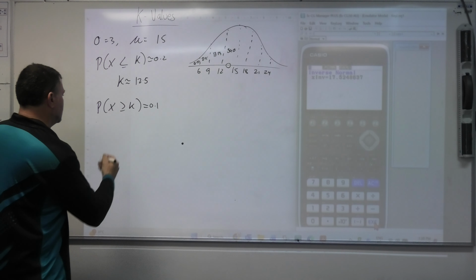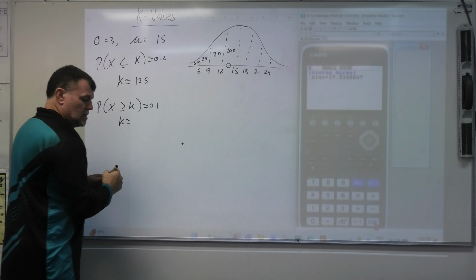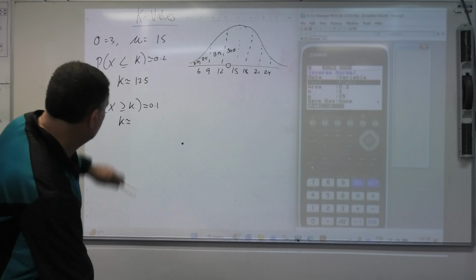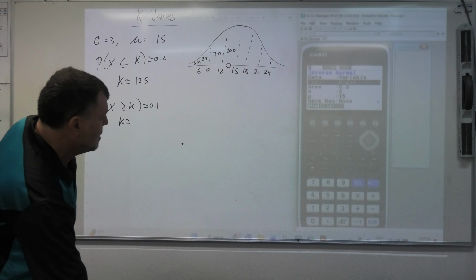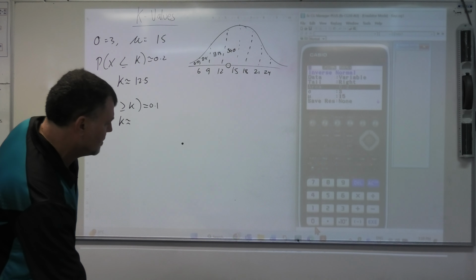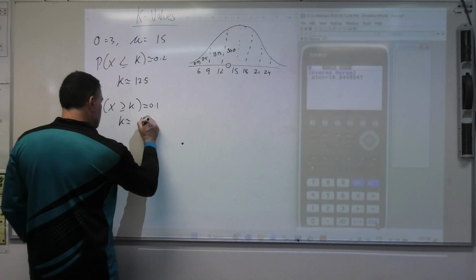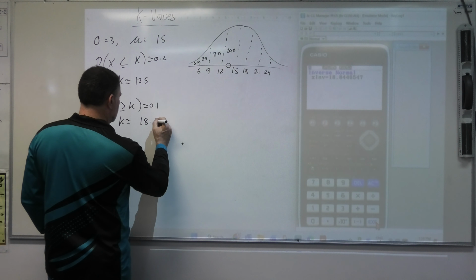So let's plug the calculator function in. Again, just press exit. We don't have to worry about changing the tail. It's right now. All we're doing here is changing this area. 0.1 and then enter. We get approximately 18.9.